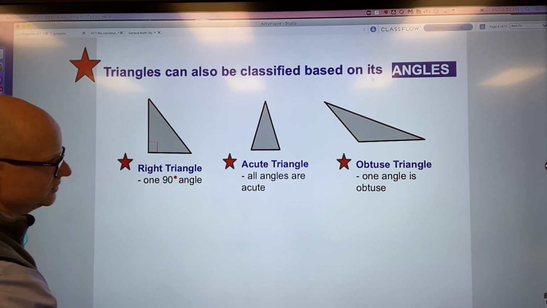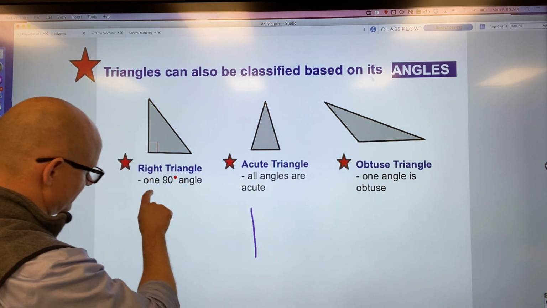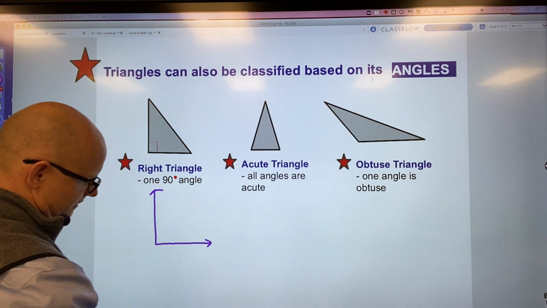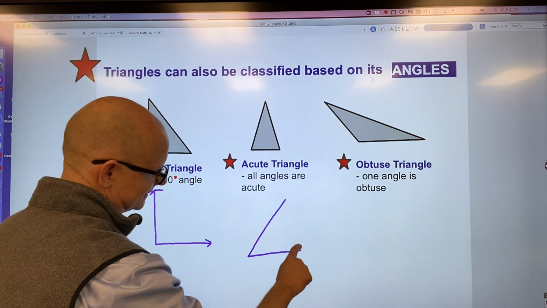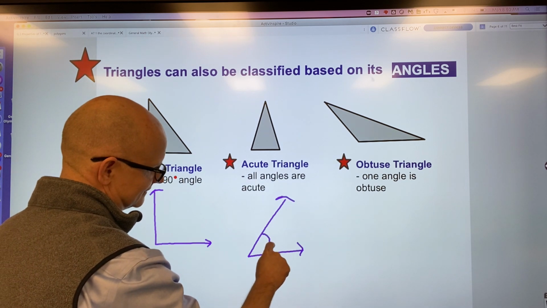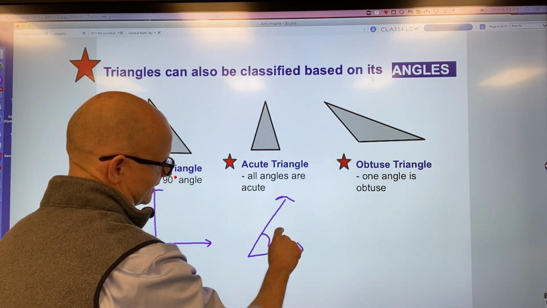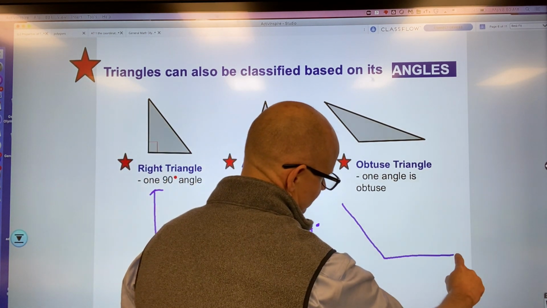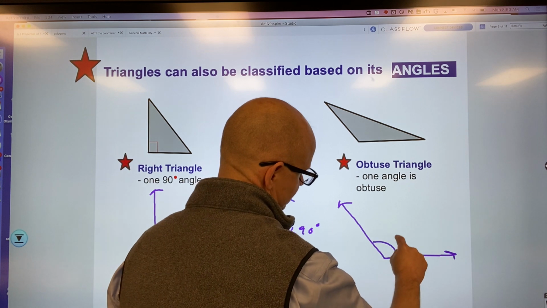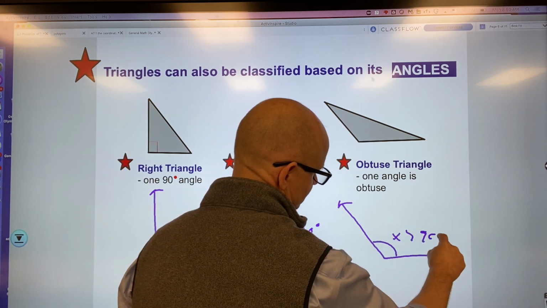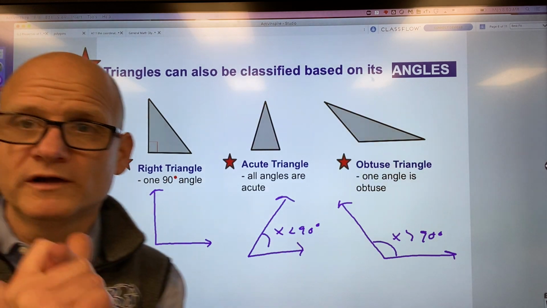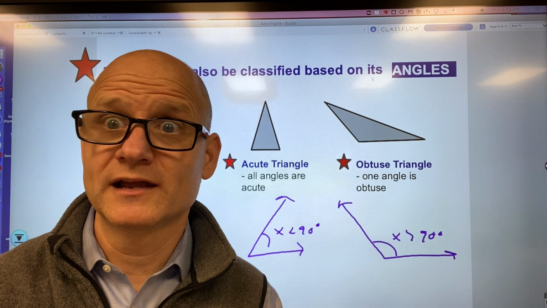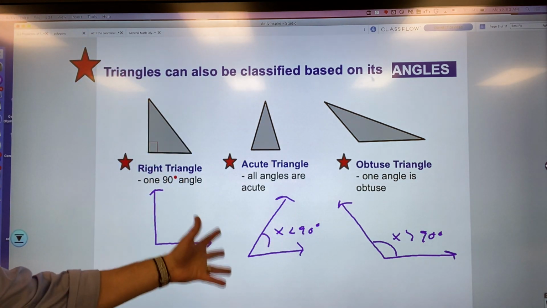And again, a right angle looks like this. If you have an acute angle, it is less than 90 degrees. You see that? That's less than. This x is less than 90 degrees. And obtuse angles, they are greater. The x is greater than 90 degrees, okay? So obtuse triangle, only one angle is 90 degrees or greater than 90 degrees. And in a right triangle, only one angle is 90 degrees. Acute triangle, all angles must be acute.